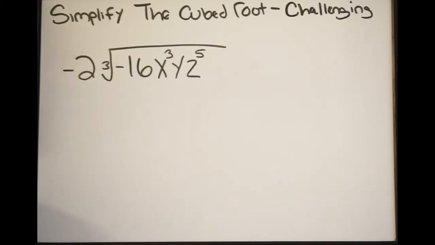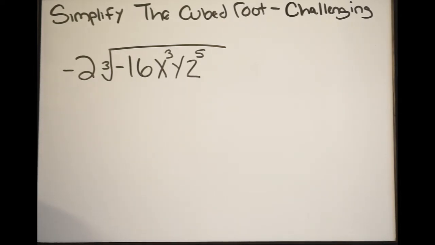So in this example, we're being asked to simplify the cubed root, and this is more of a challenging problem. Again, this is a cubed root, and what makes this challenging is that we have a negative underneath our cubed root. So remember, the index, in this case 3, tells us how many of the same number or same variable we need in order to pull that number or variable out, okay?